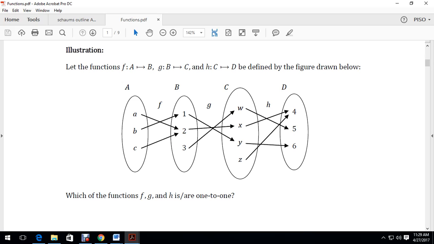Now, taking note of function h, or the mapping h, since all of the elements in D have an assignment from set C, therefore this qualifies as an onto function. Now take note that it doesn't necessarily require that the assignment to the set D is unique. So meaning there can be multiple assignments or mappings from C to D. This also qualifies as an onto function.